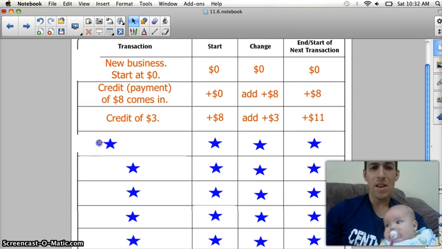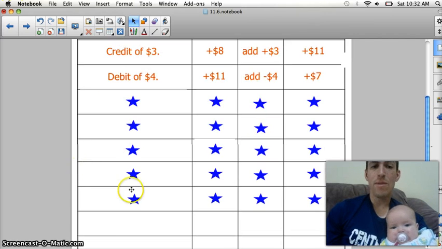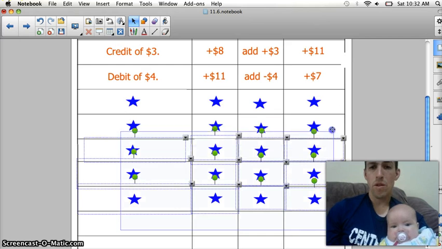And then we had a debit of 4. That's not good. Takes it away. 11 plus 4, or plus a negative 4, because we're just doing what they're telling us. Negative 4, that takes it away, and it gives us 7. And then we'll keep going in class tomorrow.